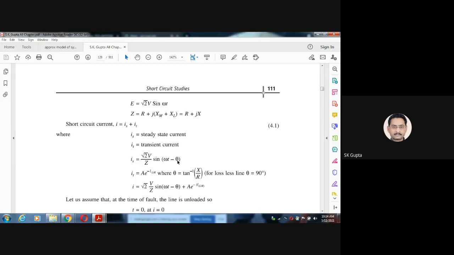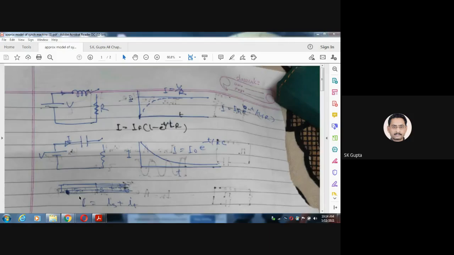In addition to that, there is a transient current also. We know what the transient current is; let us understand it. Say this is a voltage source with inductance and resistance. As soon as you switch on here, what will be the steady state current? It will be V by R, because in the steady state, in case of DC, the inductance behaves as a short circuit. So finally the current will be V by R. That is IF. Let it be IF.